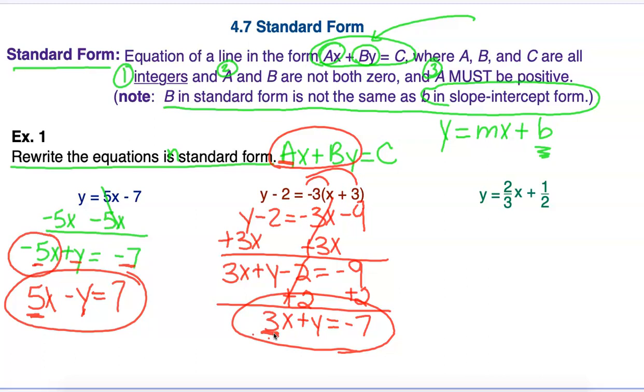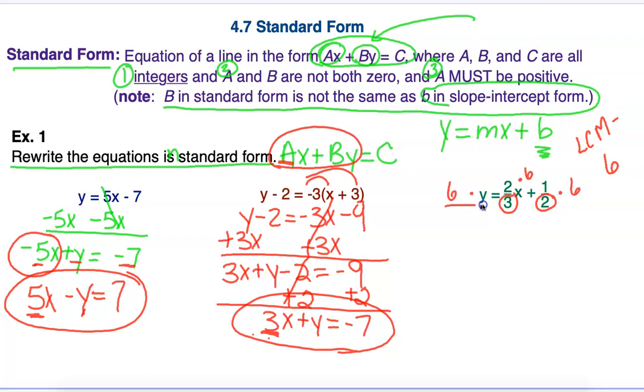So this third problem, we have fractions, and we know in the end that we can't have fractions. Everything has to be an integer. So let's go ahead and get rid of those first. If I have a 3 and a 2 here, I think about, well, what's my least common multiple for 3 and 2? That would be 6. So I'm going to take every single value times 6.